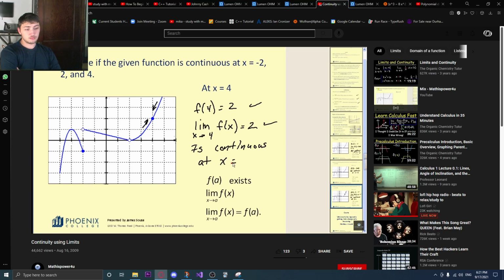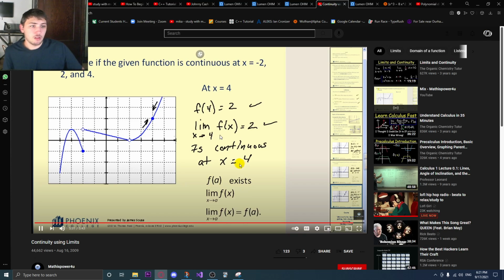Okay, I hope that helps explain how to determine if the function is continuous at a given point.